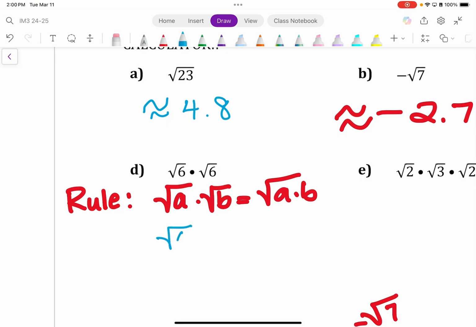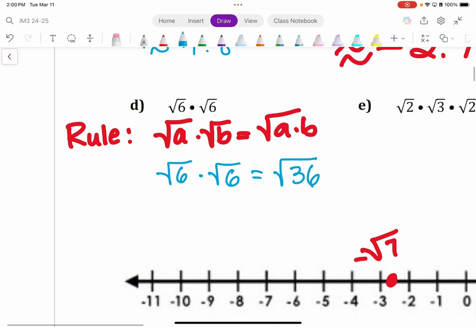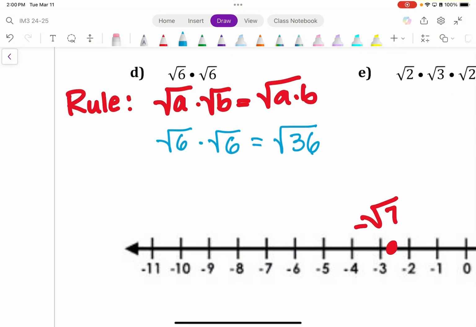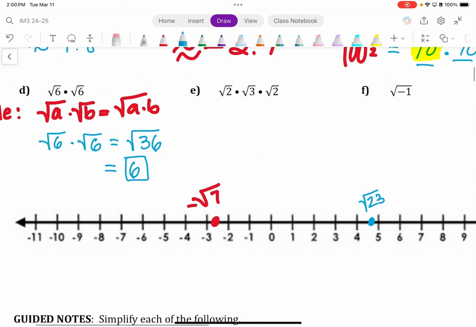We have the square root of 6 times the square root of 6. If I were to place this under a single radical, what would I have? 6 times 6, or 36. Now, here's the next question. What is the square root of 36? Is 36 a perfect square? Yes, the square root of 36 is 6. So we're going to go to 6, and we're going to graph that. Root 6 times root 6.